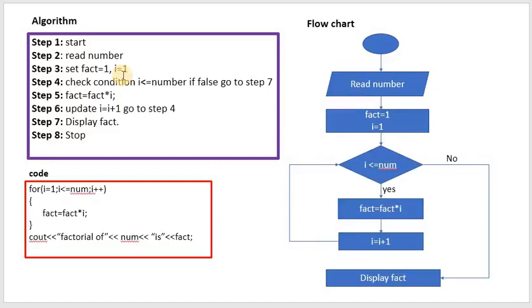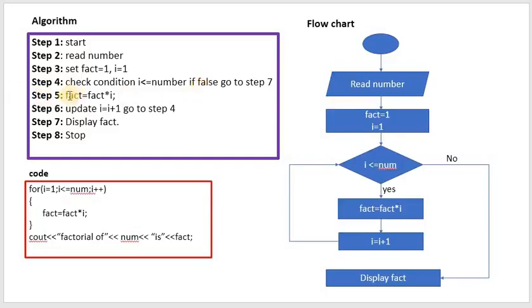So i is used for iteration purposes. Now check the condition: i is less than or equal to number. Whatever number you have taken, suppose it is 5, then i is less than or equal to 5. That means 1 is less than or equal to 5, which is true, right? If it is true, then you have to go to step 5. I haven't written anything here. That means if false, you need to go to step 7. If not, continue, right?